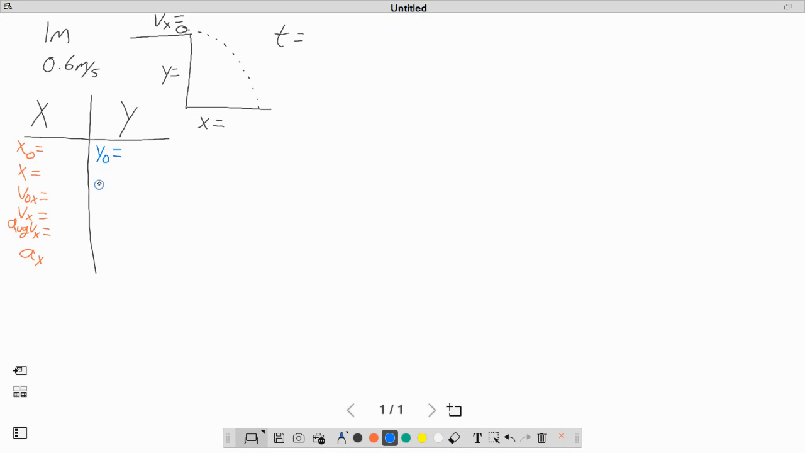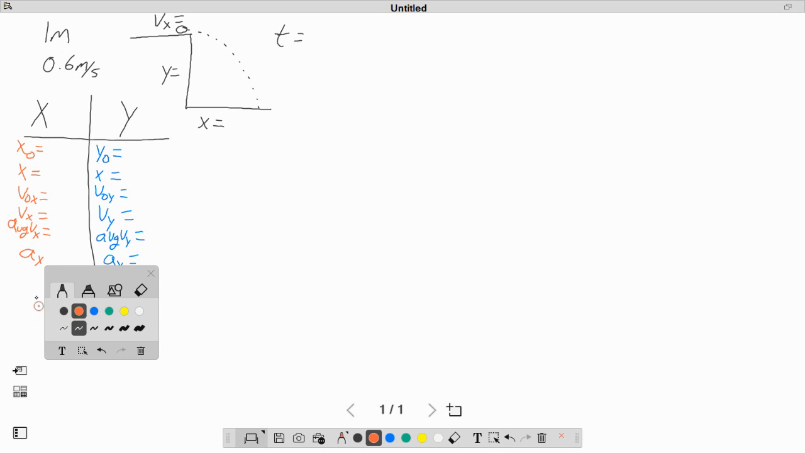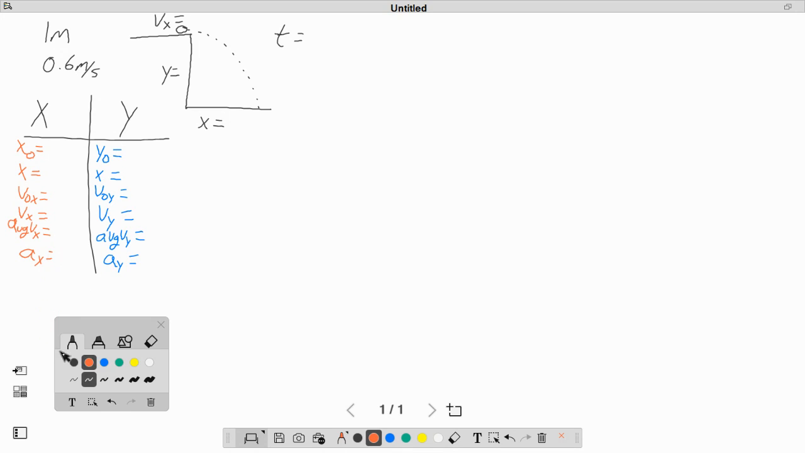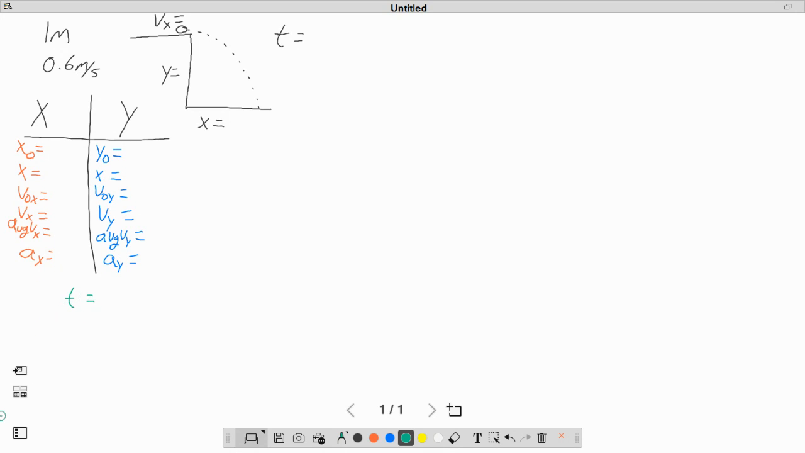So we could have an initial displacement, a final displacement, an initial velocity in the y direction, a final velocity in the y direction, an average velocity in the y direction, and an acceleration in the y direction. Now notice I didn't put time in here because time doesn't have a direction. So time I'm going to write over here to the side or below it. That way we can see that it's for both.